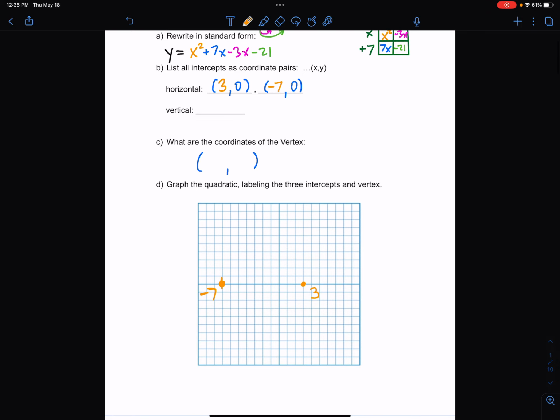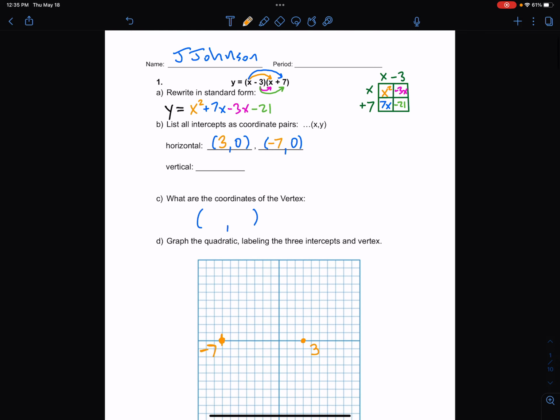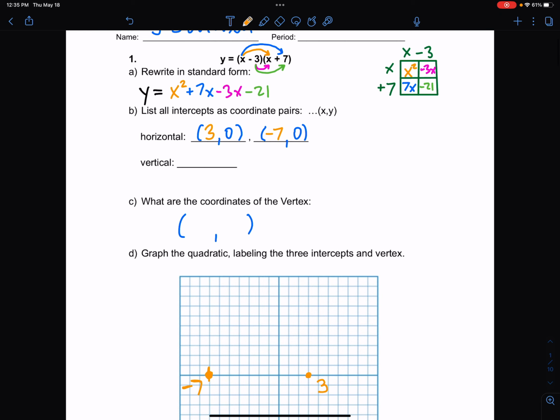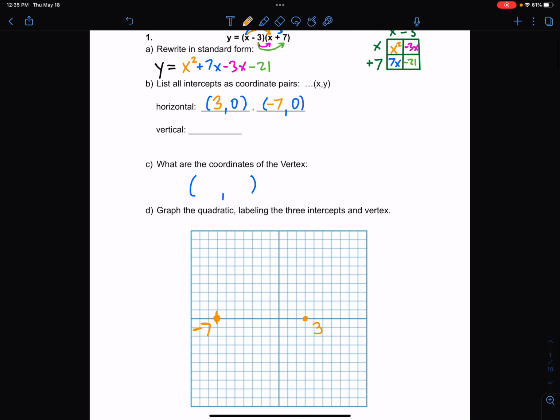Now, let's see. Where's our vertical intercept? Our vertical intercept is where x equals 0. We're trying to figure out where the graph crosses the y-axis. And every point on the y-axis, x equals 0 on this whole y-axis. Okay, so let's start with that. Let's put our coordinate pair down here. X on the left, y on the right. And we're looking for where x equals 0 for that vertical intercept.